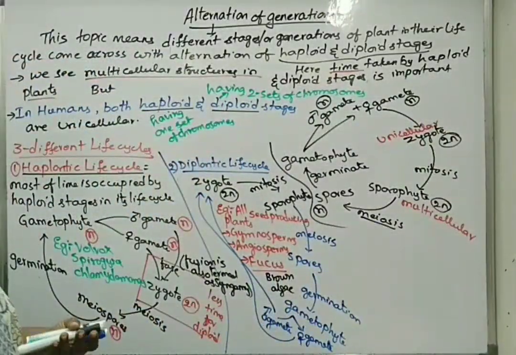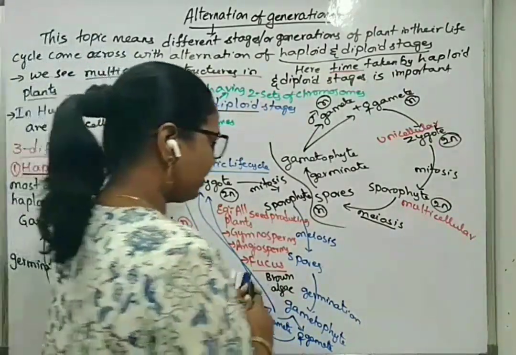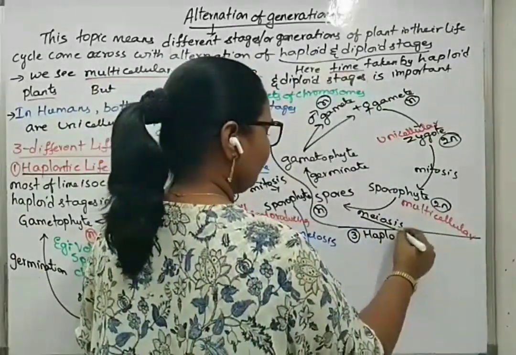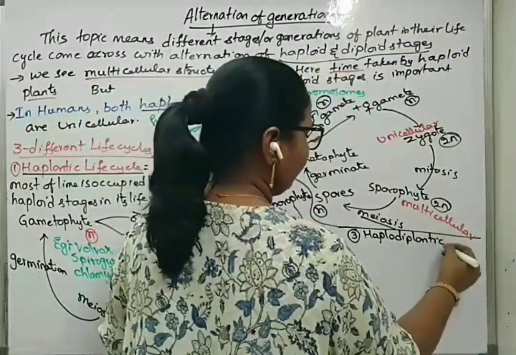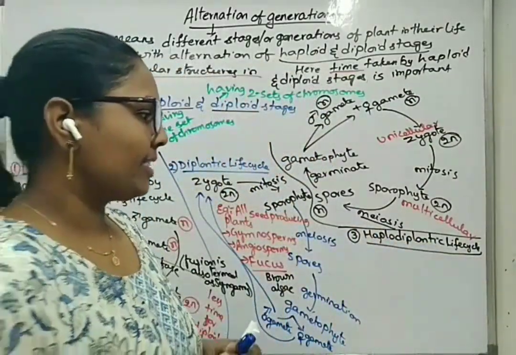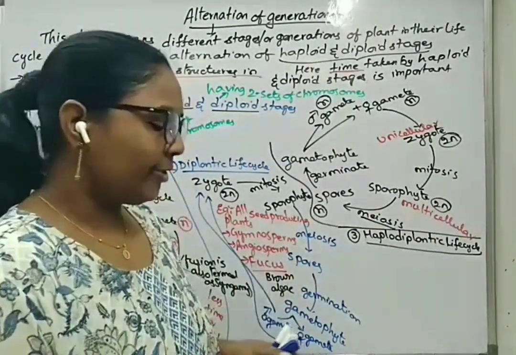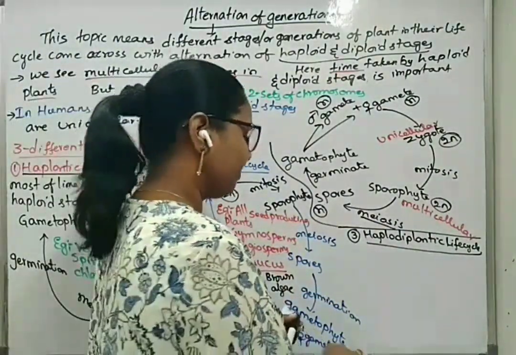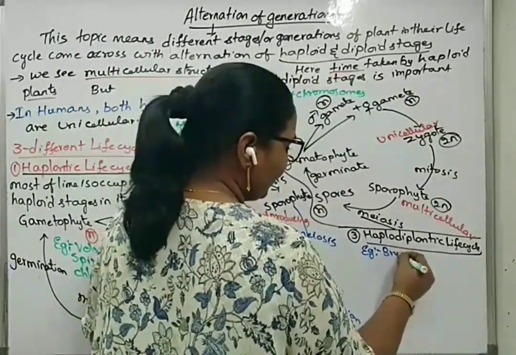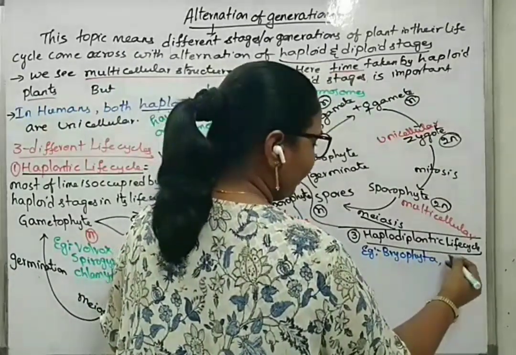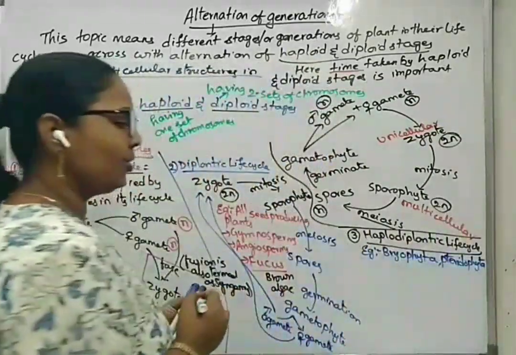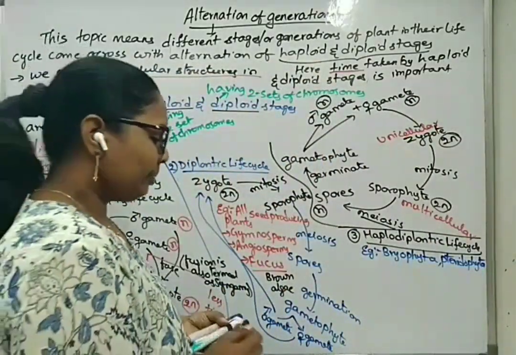Now, the third type of life cycle is the haplodiplontic life cycle. Under the haplodiplontic life cycle, we can see examples like bryophyta and pteridophyta type of plants. Both are studied under the haplodiplontic type of life cycle.